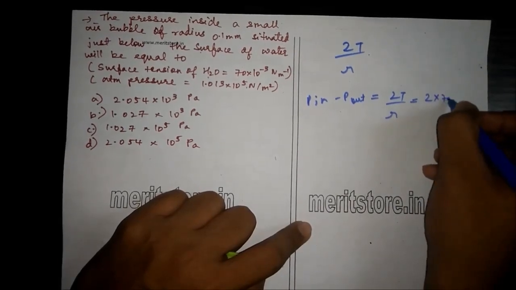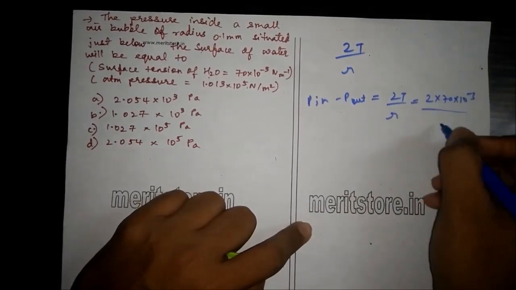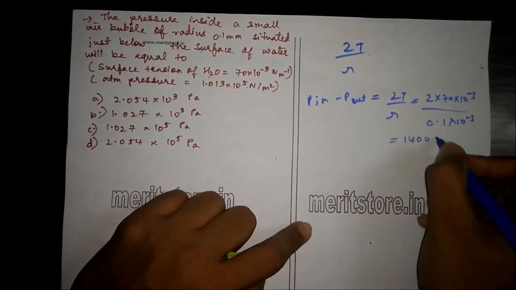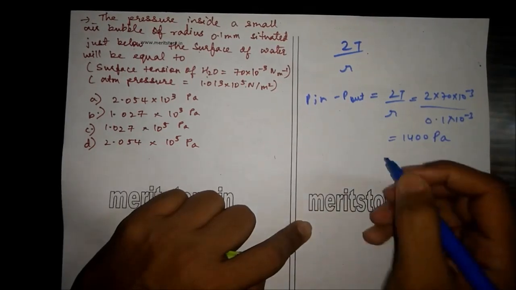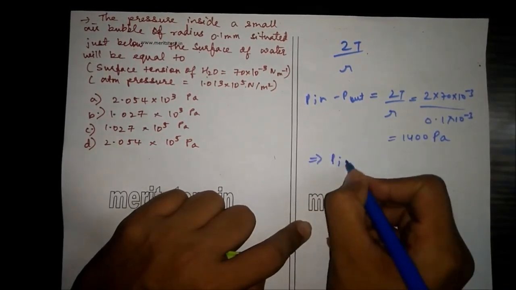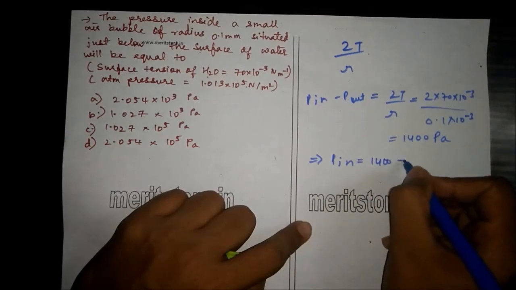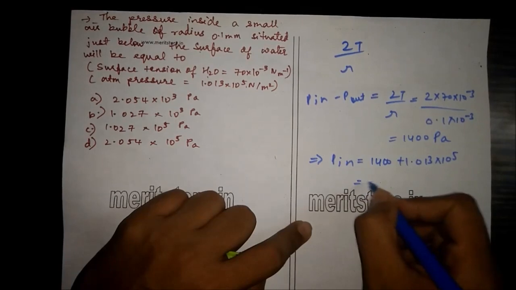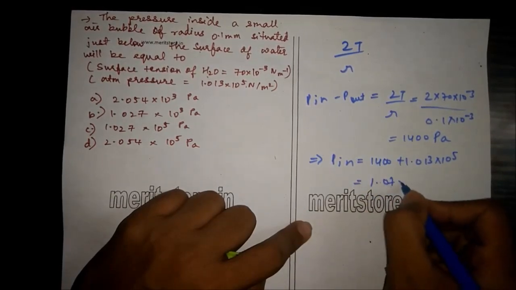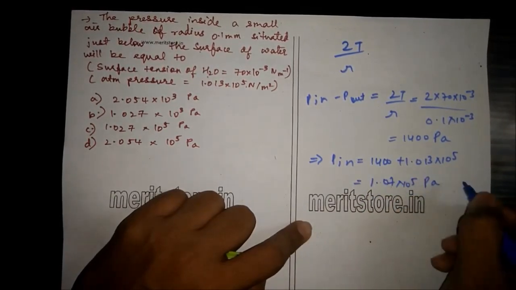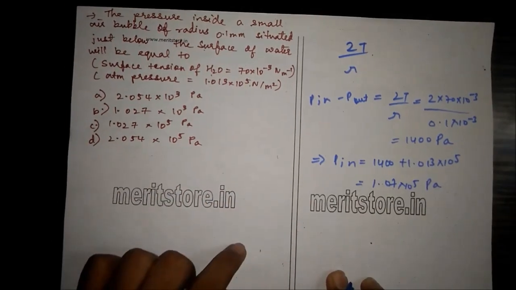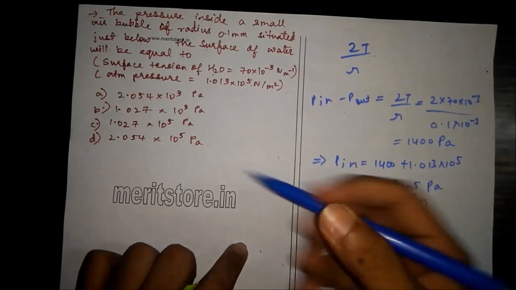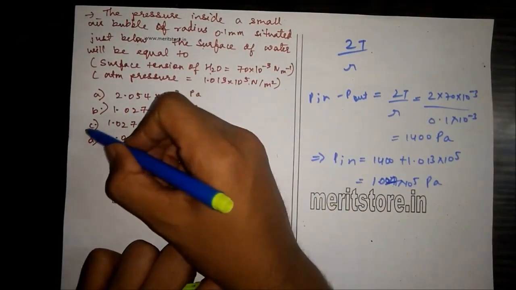which is equal to 2 into 70 into 10 raised to minus 3 upon 0.1 into 10 raised to minus 3, which is 1400 pascals. Now, therefore, P in will be equal to 1400 plus 1.013 into 10 raised to 5, which is equal to 1.027 into 10 raised to 5 pascals. Therefore, here the correct answer will be 1.027 into 10 raised to 5, which is option C.